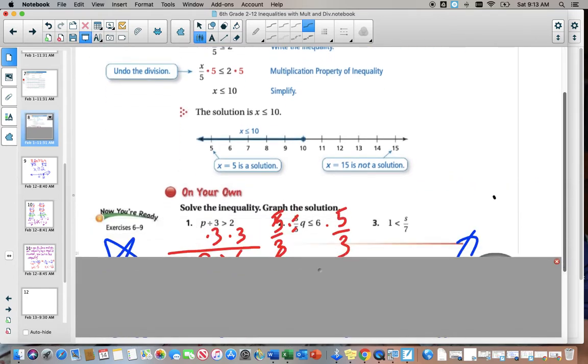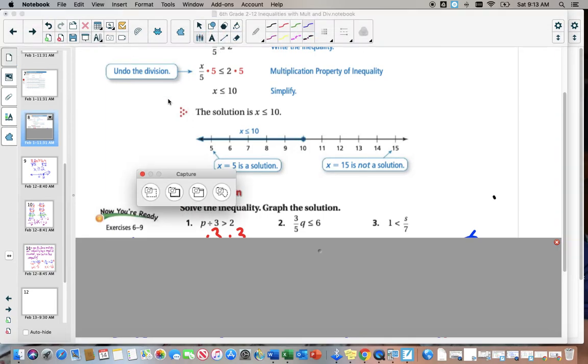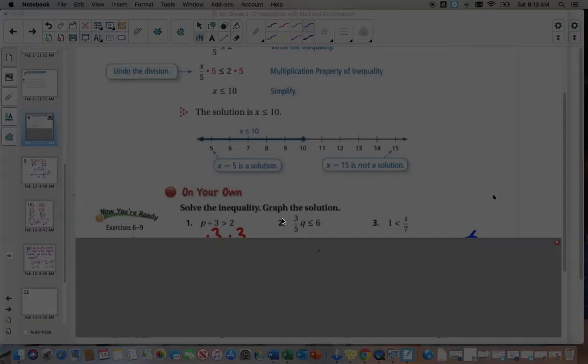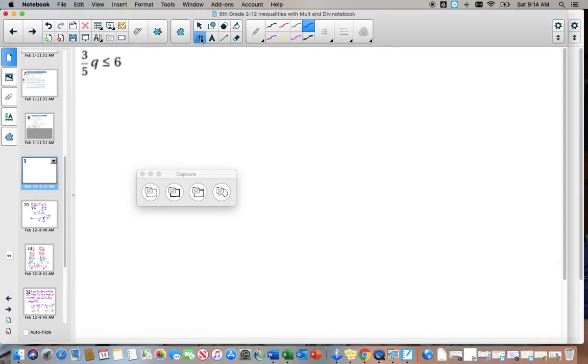Let's try another example here. Let's look at this one. Okay, so we have some fractions here. Let's grab this and put this on another page. Okay, so again, we want to get q by itself. So what we're going to do is we're going to multiply both sides by 5/3.